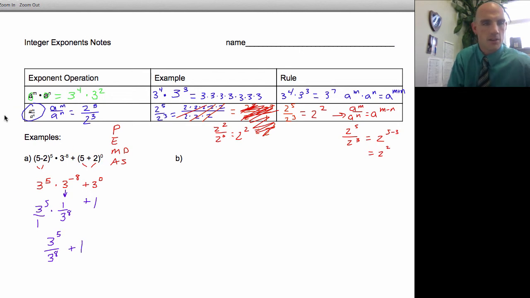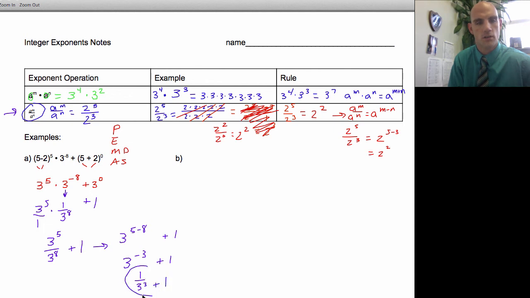Now we're going to use the division rule here. So I'd have 3 to the 5 minus 8, the top minus the bottom, plus 1, so I'd have 3 to the negative third, plus 1, so I'd have 1 over 3 to the third plus 1. And leave it like that. Simplifying these exponents is really just a matter of checking out what you've got and looking to simplify them using those rules.